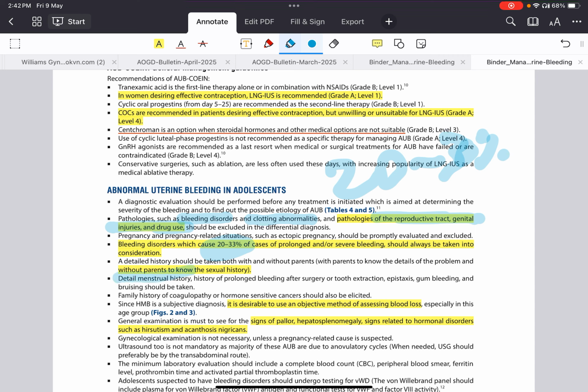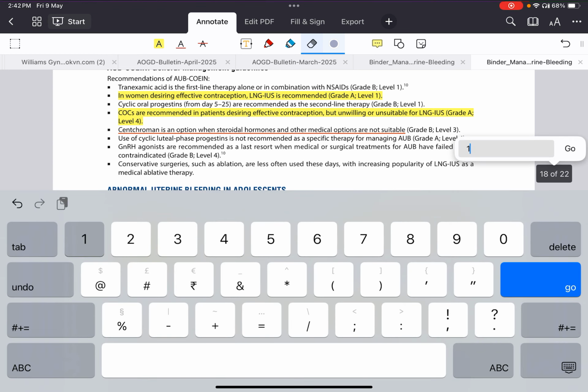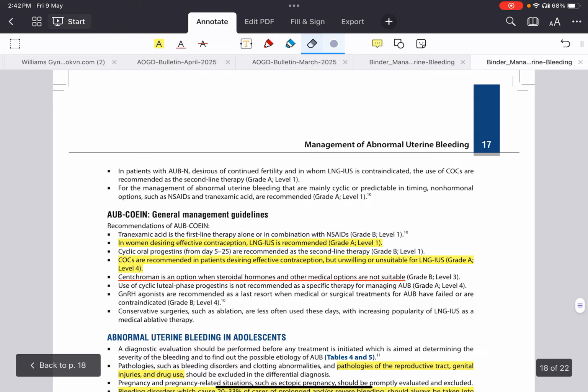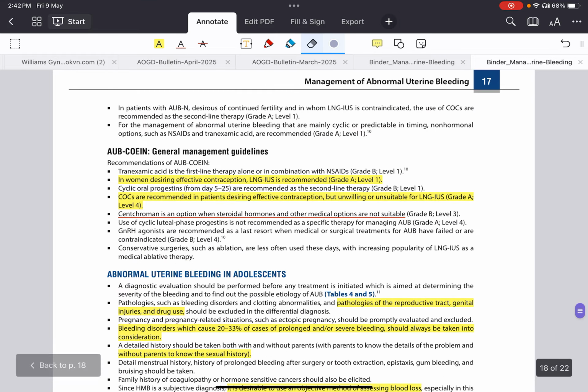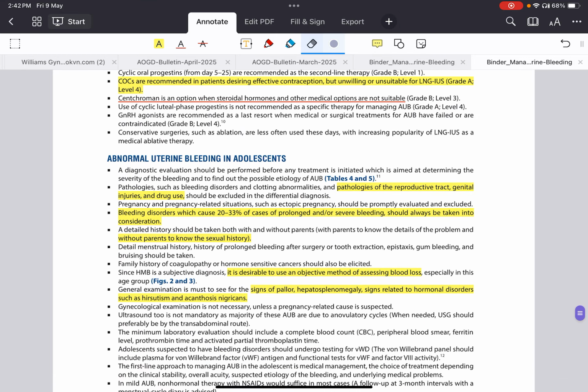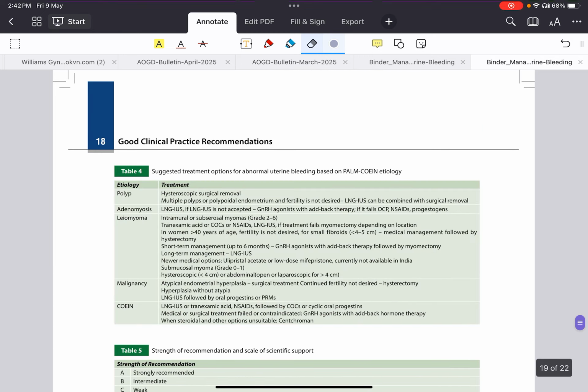Detailed menstrual history should be taken, along with family history of coagulopathy. On examination, you'll look for signs of pallor, hepatosplenomegaly, hirsutism, and acanthosis nigricans. Gynecological examination should not be done unnecessarily. If you suspect pregnancy, then you can go for gynecological examination. Minimal laboratory investigations are CBC and so on. Then coming to general management guidelines, we already learned the same thing.